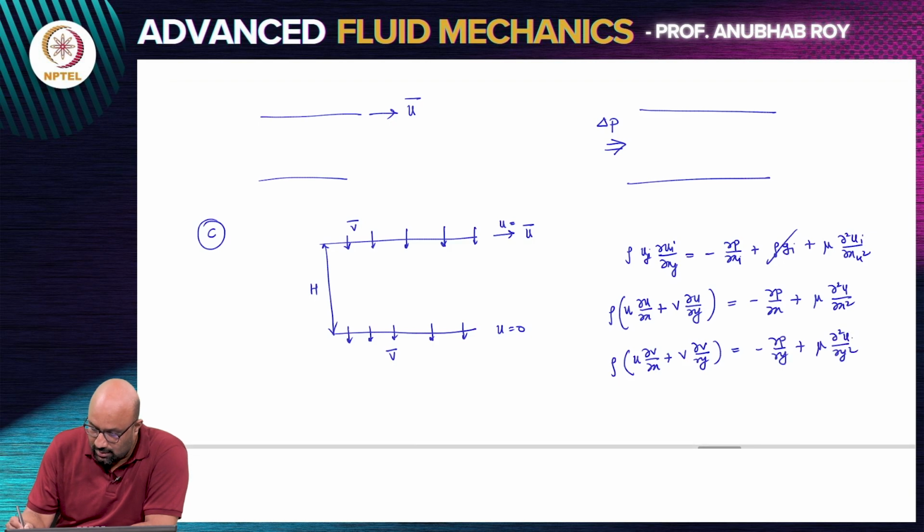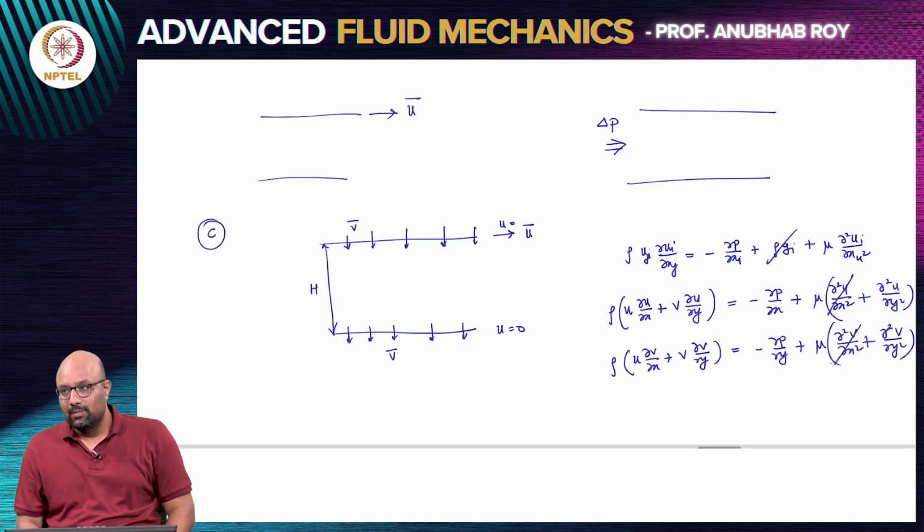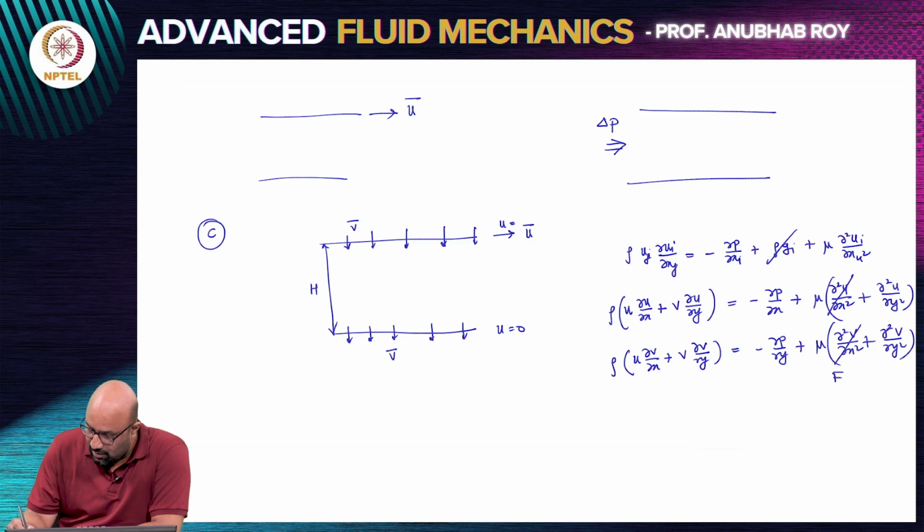Sorry, this is mu dou square v dou x square, because of the additional term that you have here, dou square v dou y square. Let me write the full Laplacian. The first term is going to be 0 because of the fully developed assumption. So, these are 0 since we are assuming the problem to be fully developed.